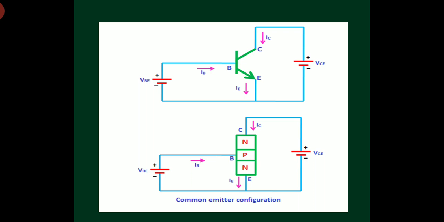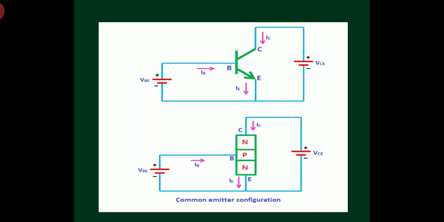Irrespective of the type of configuration and irrespective of the type of transistor, NPN or PNP, the input junction is always forward biased and the output junction is always reverse biased. Here the input junction is JE between base and emitter, and the output junction is JC in common emitter configuration, formed between collector and base, right? So input junction is always forward biased.